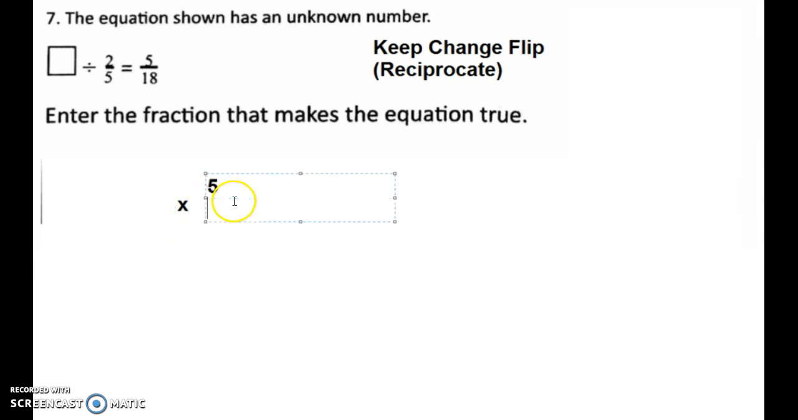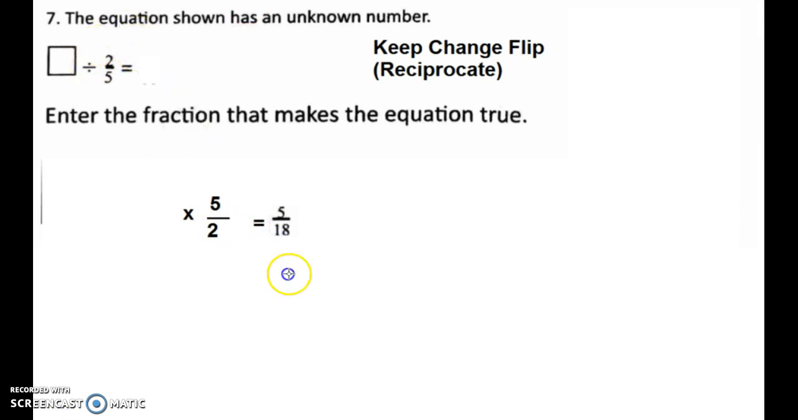So it's going to be 5 over 2. That's better. And that's going to equal 5/18, right? Let me just take this guy over here.